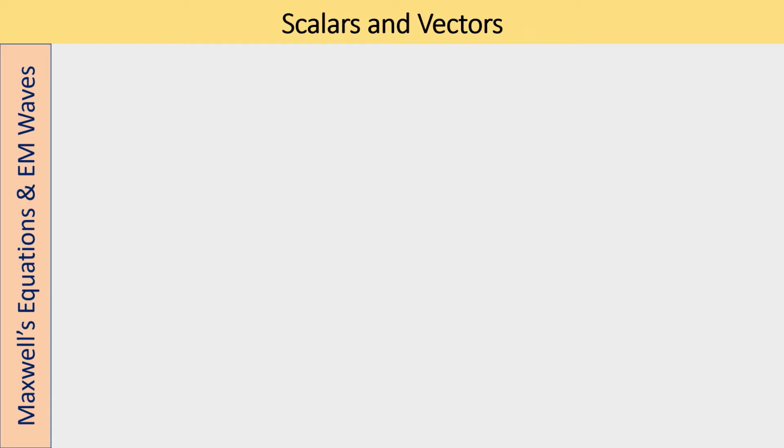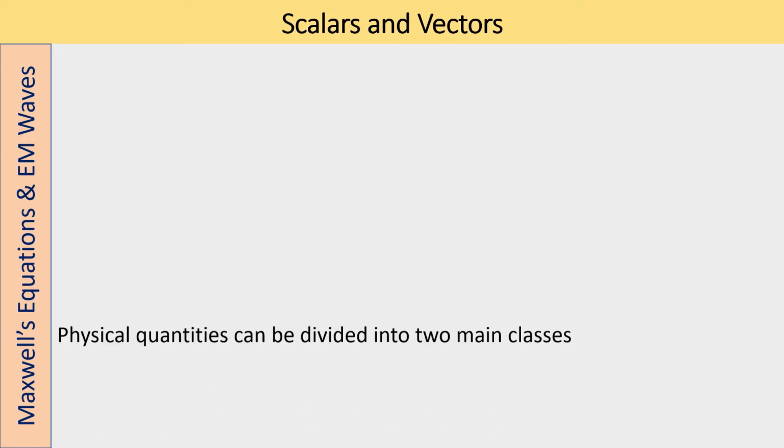Electromagnetism is the study of the relationship between electricity and magnetism. Maxwell was able to unify electromagnetism into only four equations, known as Maxwell's equations of electromagnetism. So before going to Maxwell's equations, you should know about vector analysis.